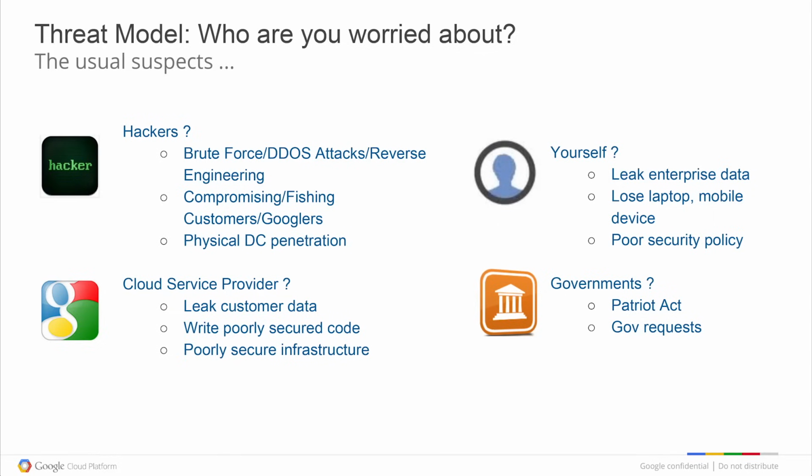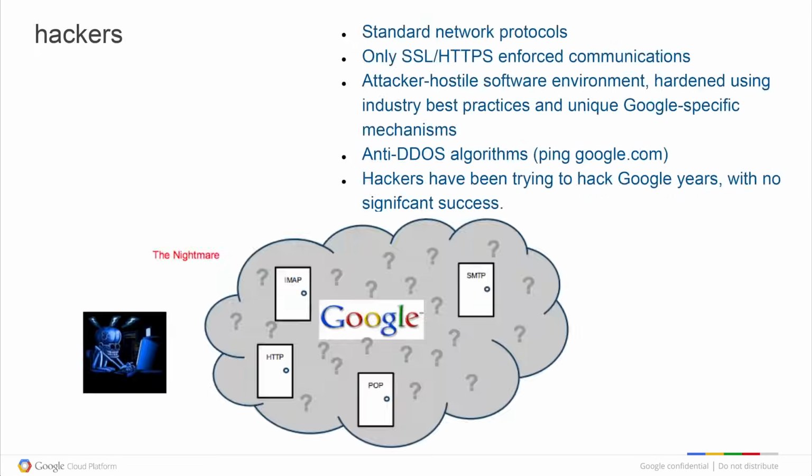So who are you going to worry about? Here's the spectrum of folks that we worry about. Hackers. If we're a customer, we're worried about the service provider. We worry about our own personnel, and in the shoes of our customers, they can worry about themselves as well. And we also worry about governments. Let's dig in a little bit here. So hackers.